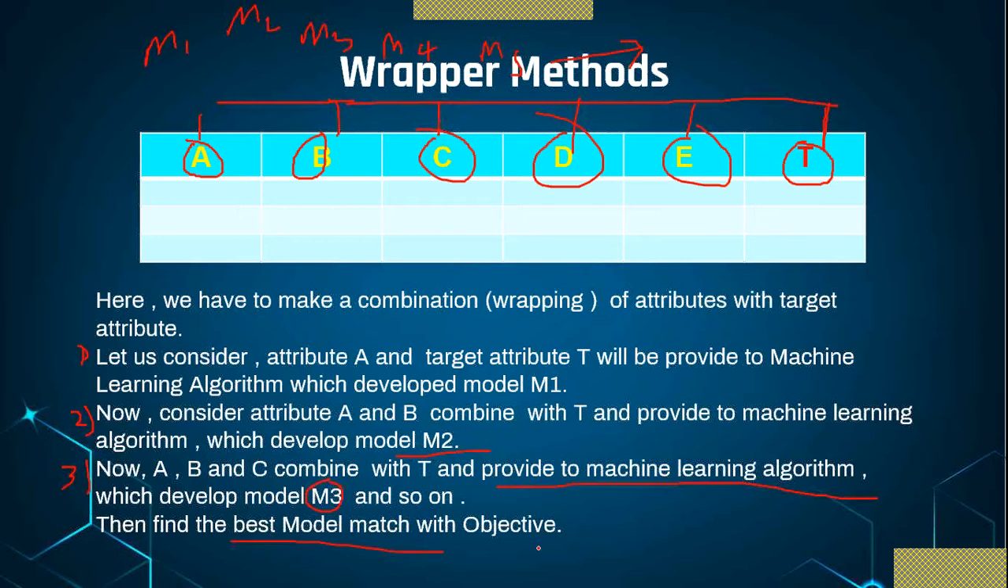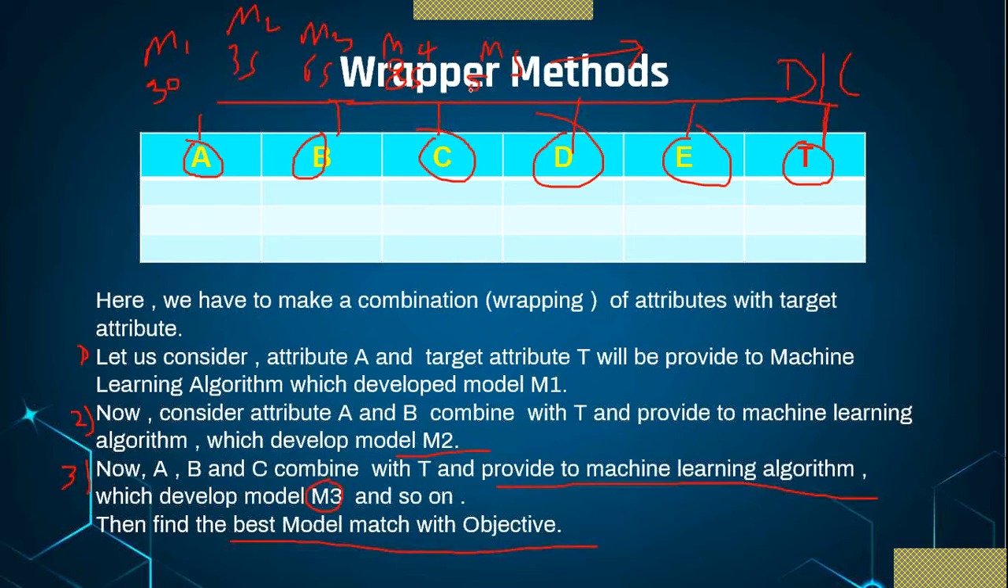And find out the best model for your objective. What is my objective? My objective was to find out whether the animal is a cat or a dog. So through this model I want to find out whether it is a cat or a dog. Through these different model combinations with the features, you have to check the accuracy. Let us consider model 1's accuracy is 30%, model 2's accuracy is 35%, model 3's accuracy is 65%, model 4's accuracy is 85%, and model 5's accuracy is 87%.